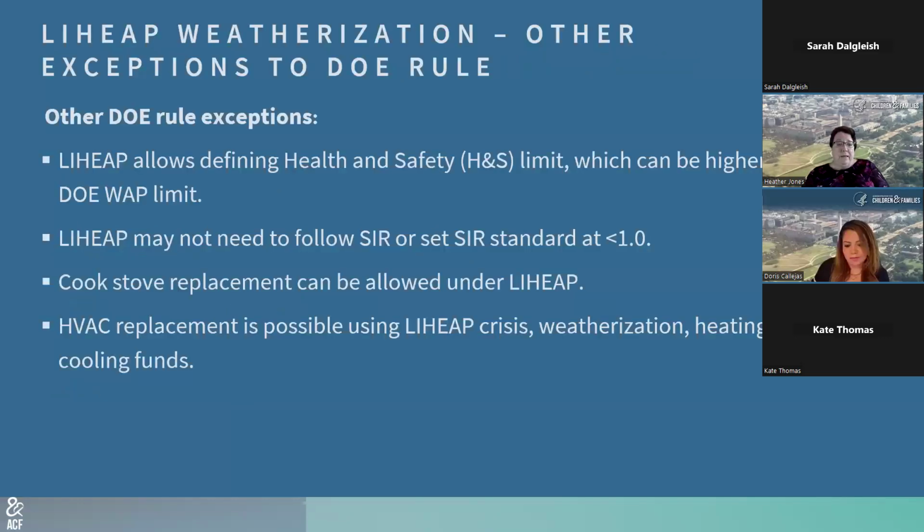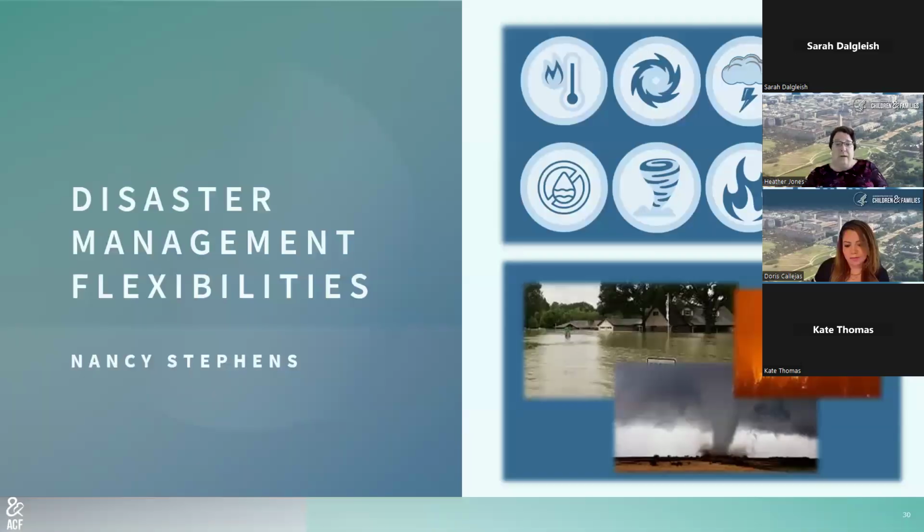Next slide. The key to all of this and the flexibility that you have about weatherization, whether it's under LIHEAP or DOE rules, is to establish good written policy and procedures and define the exceptions to the DOE rules. LIHEAP allows the defining of health and safety limits, which can be higher than the DOE WAP limit. LIHEAP does not have to follow, as we've mentioned, the SIR, and it can set its standard below 1.0. Cook stove replacements are allowed under LIHEAP, and HVAC replacement is possible using LIHEAP prices, weatherization, heating, and cooling funds. Now I'm handing the presentation over to our next speaker, Nancy Stevens.